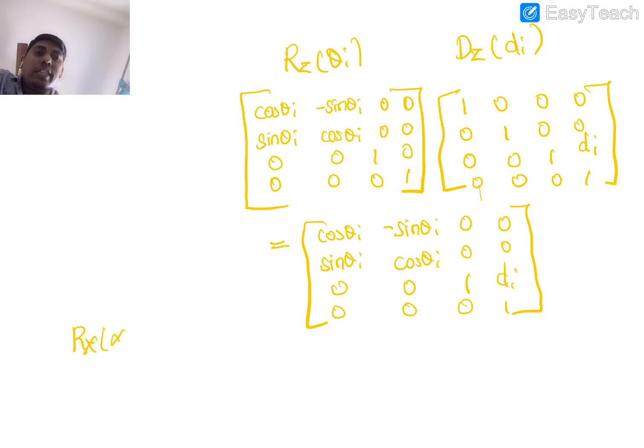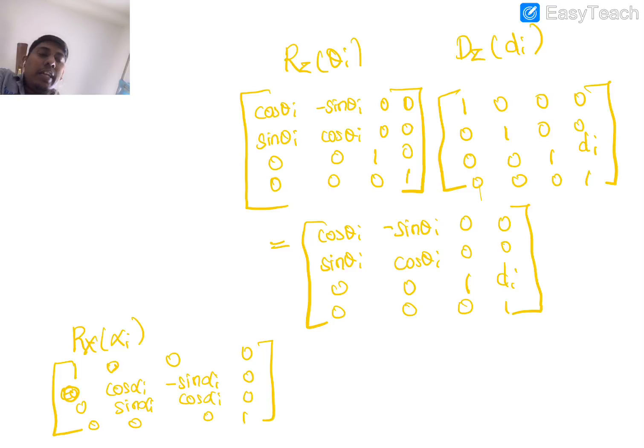Rx of alpha I, and the next operation we did, translation along x as ai. So now this is what we are maintaining.